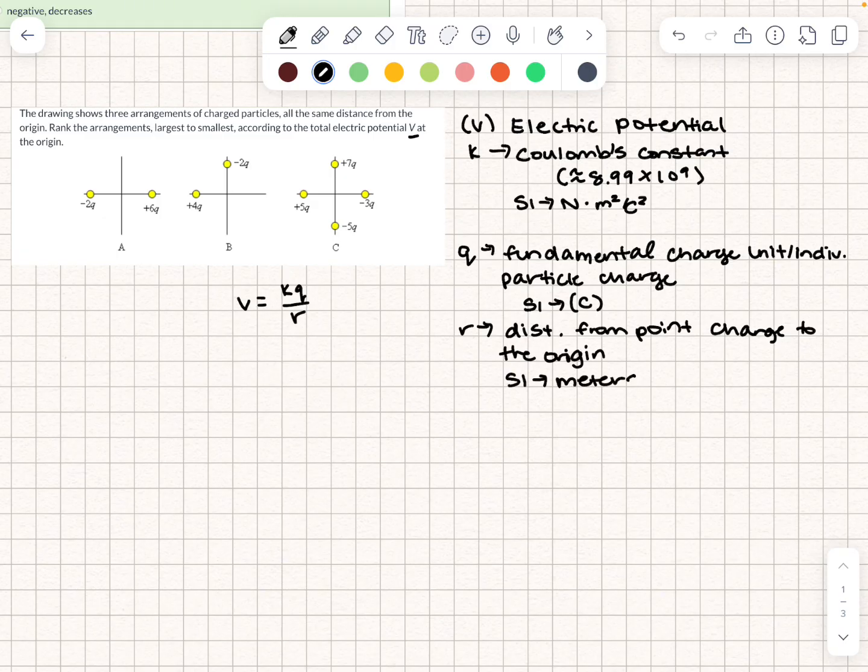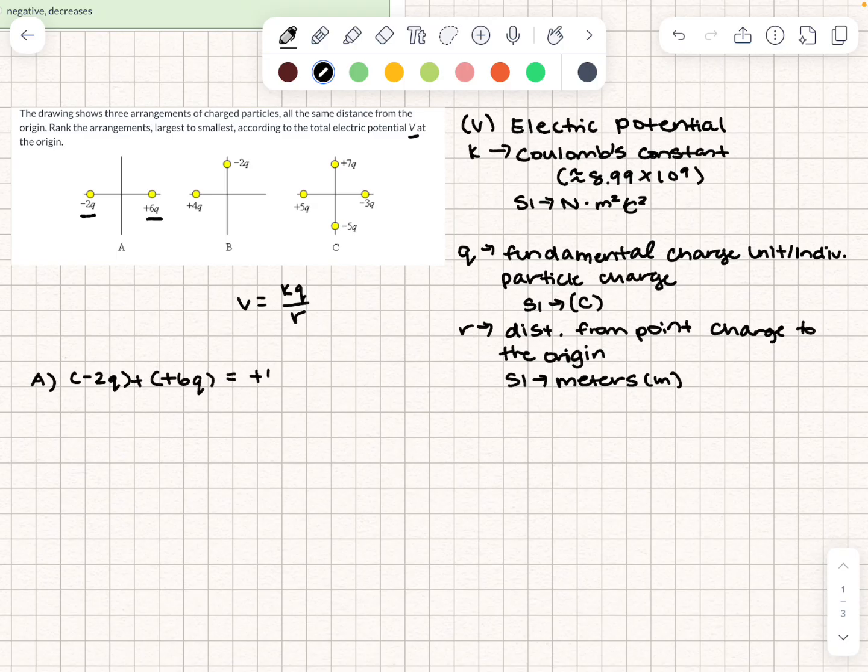All right, so now that we have this, we're going to go ahead and solve the problem. First we have A, and we're going to start off with what we know. We have the negative 2q and then the positive 6q. Like I stated earlier, since this problem has scalar quantities, not vectors, we're able to add up the values together. So we add the negative 2q plus the positive 6q, and that gives us a total of positive 4q.